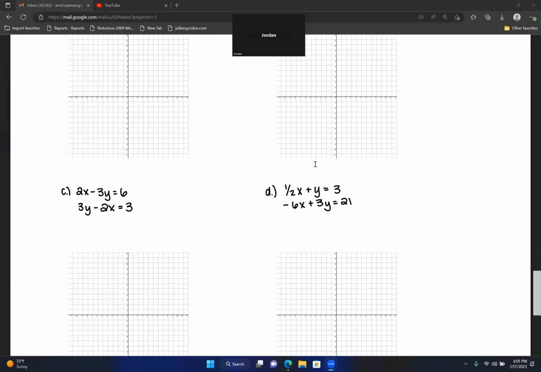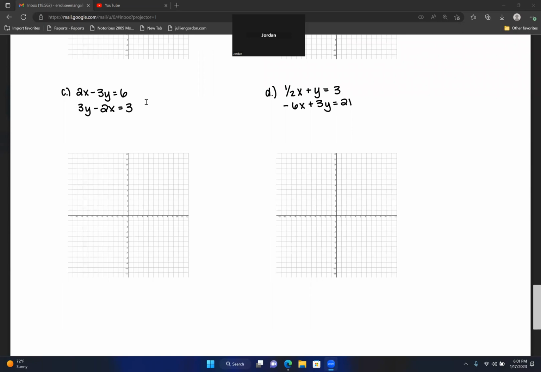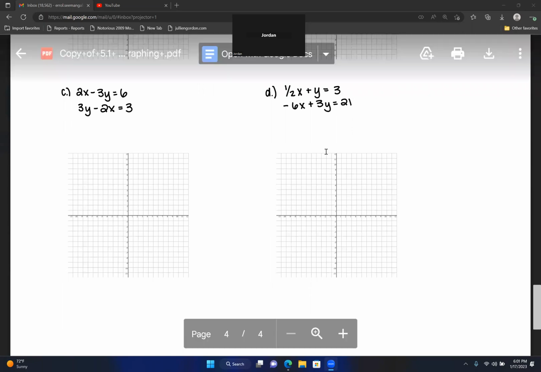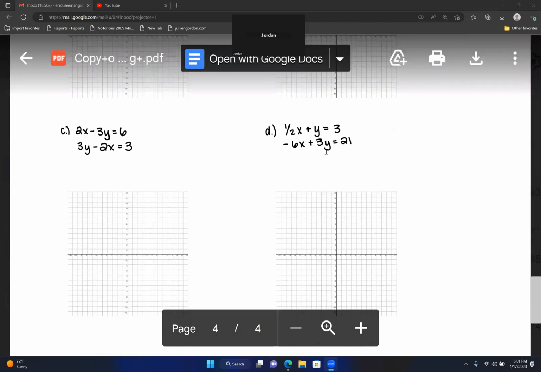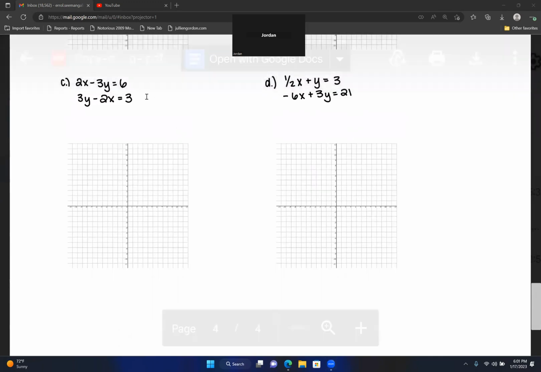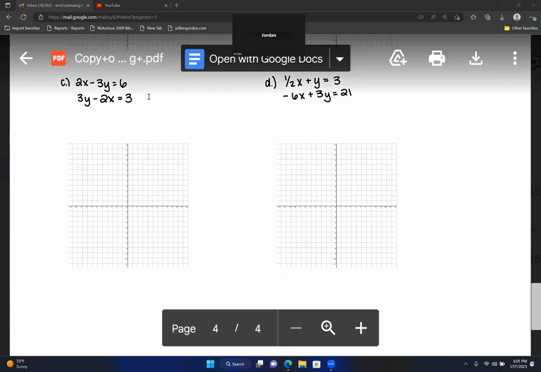Share. Okay, so C and D. All right, follow the 4 steps on C and D, and I'll help you out as we go along. Step 1, solve both for y.